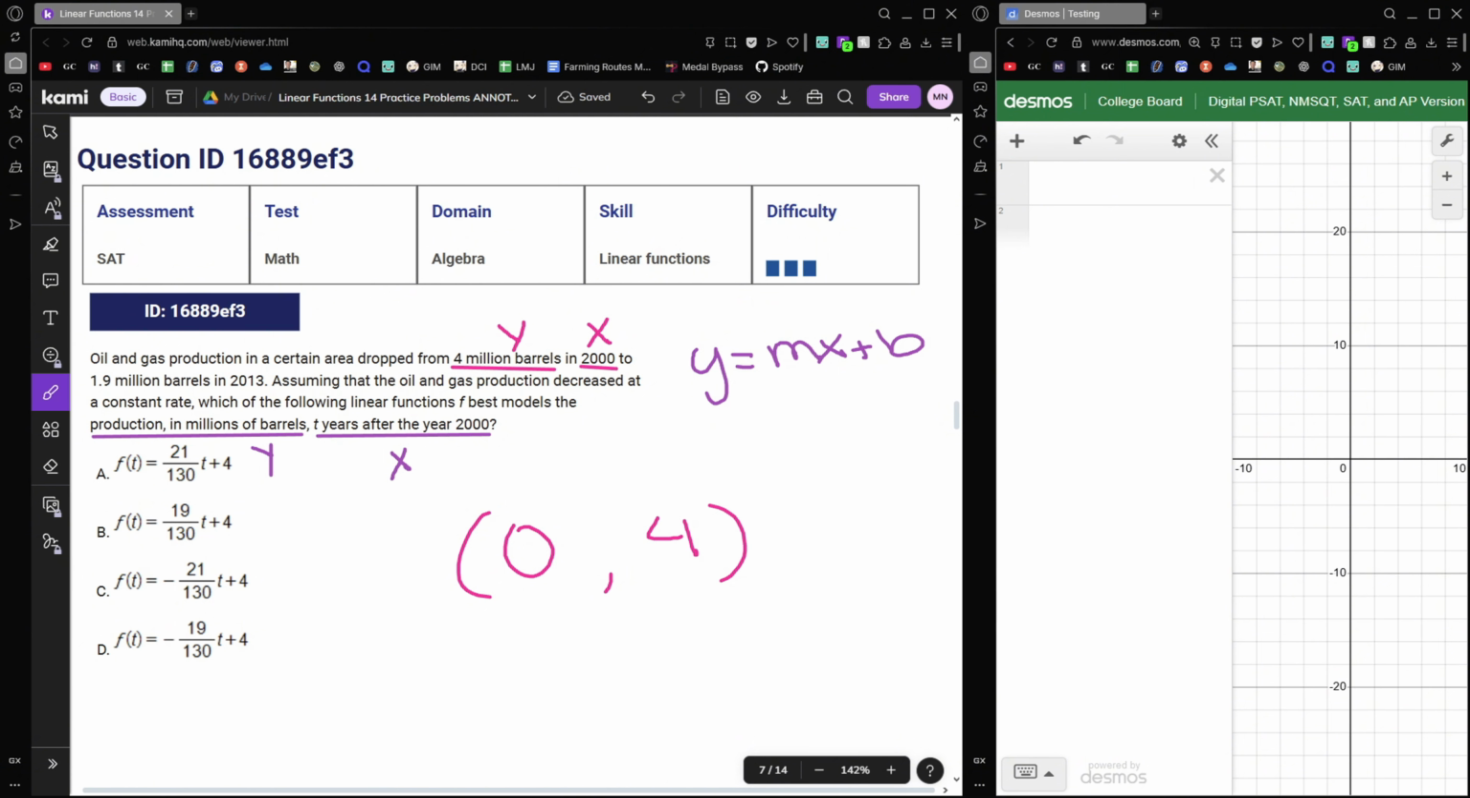Then for our second point, 1.9 million barrels in 2013. We know that 1.9 million barrels will be our y value, and 2013 will be our x value. For our x value, the amount of years after 2000, 2013 is 13 years after 2000.